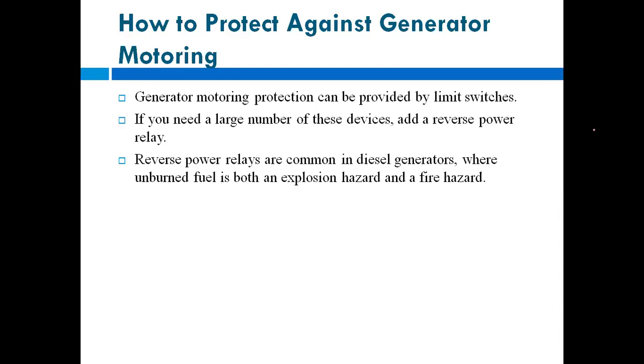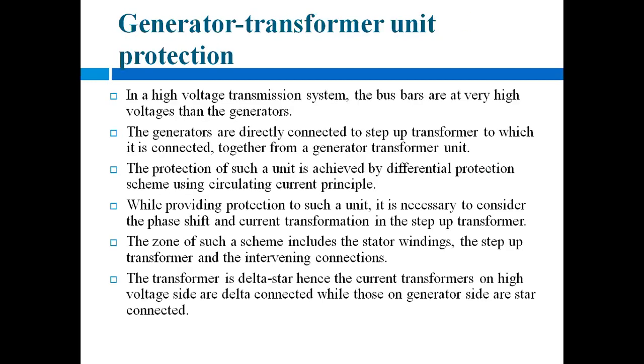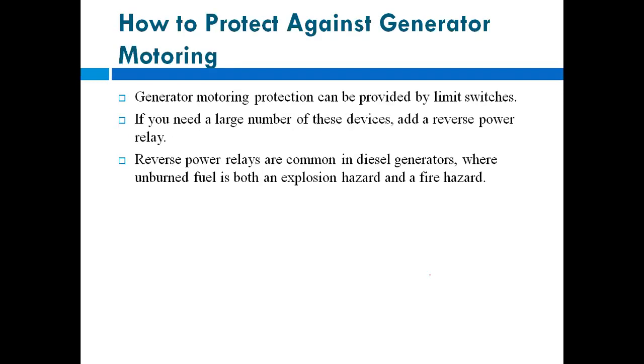So if there is a motoring mode, what we do is simply connect a reverse power relay, or we connect the limit switches there, so that we can open these switches and stop the motoring of the generator. Now I hope everybody got this, the generator motoring.